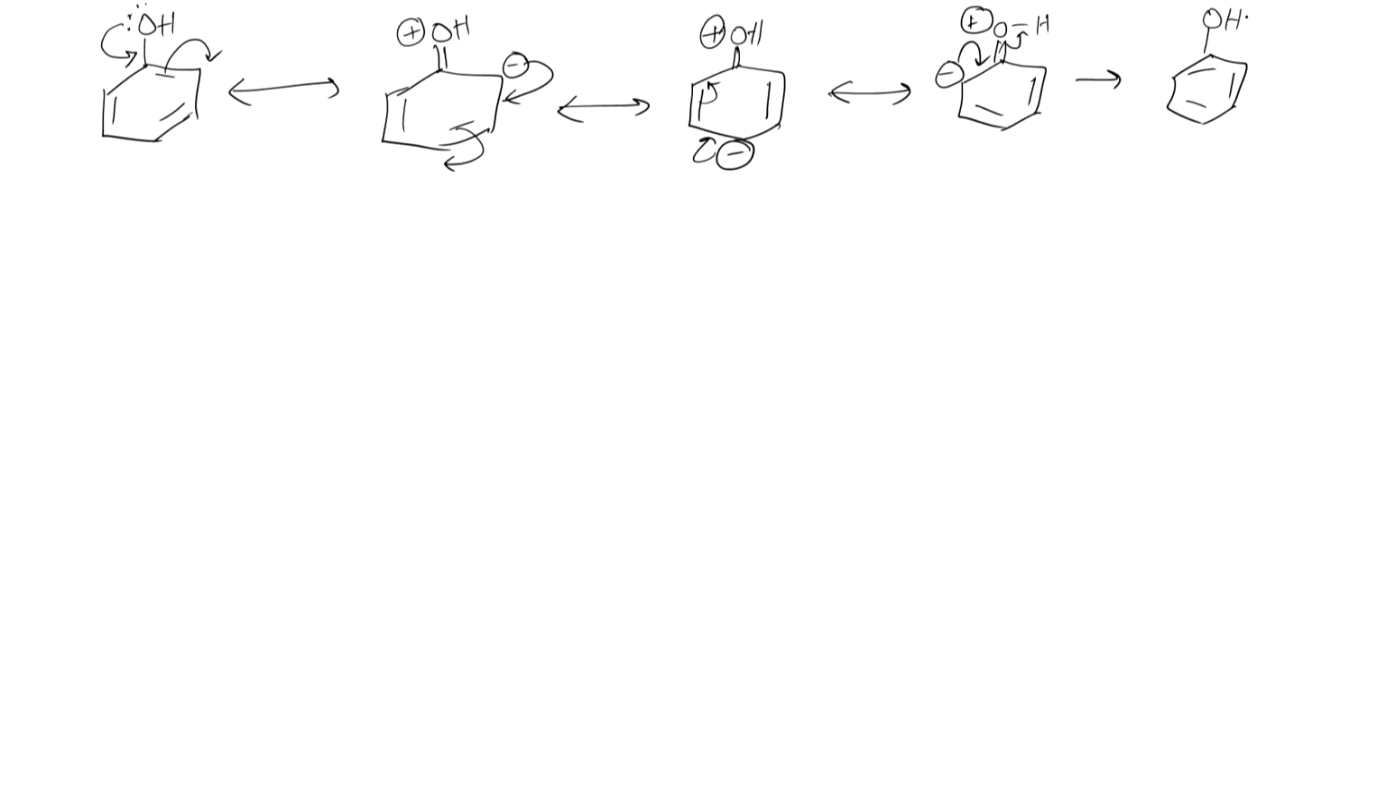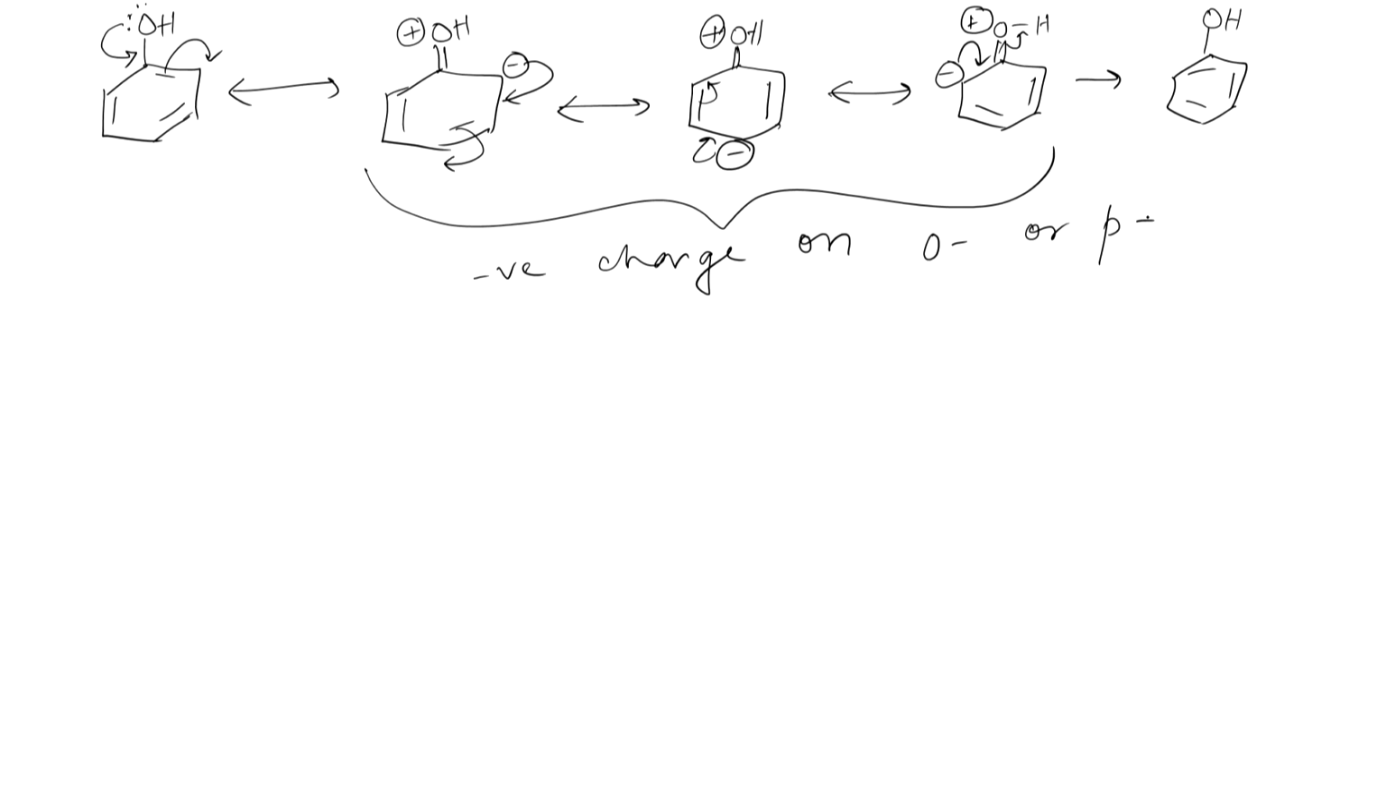So let's see, in these three structures the negative charge is either in ortho or in para positions. Therefore, negative charge on ortho or para. Therefore, the electron density of ortho and para have increased. That is why now if some electrophile is introduced, they will go to either ortho or para. So, therefore, these groups are ortho-para directing.